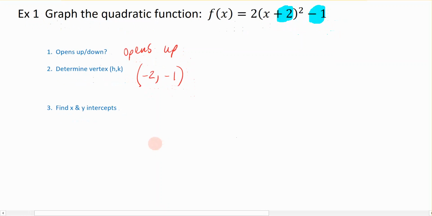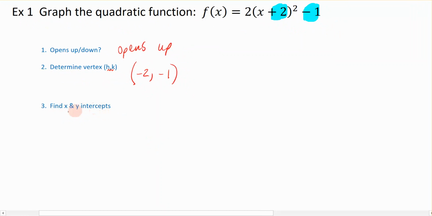The next thing I want to look at is I want to find the x and the y intercepts if they exist for this function. So we're going to start with the x-intercept. To find the x-intercept, we're going to set the function equal to 0 and then solve for x, because remember, those are the roots, those are the solutions, and that's where it crosses the x-axis. So when I solve this equation, we're going to come down here and we say 2 times (x + 2) squared minus 1 equals 0.